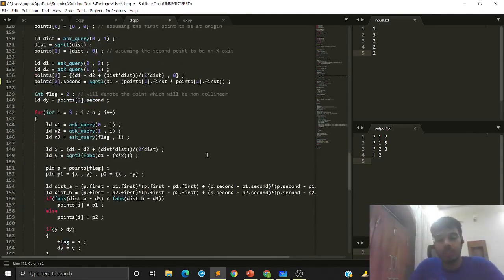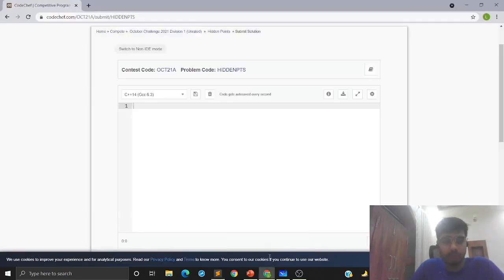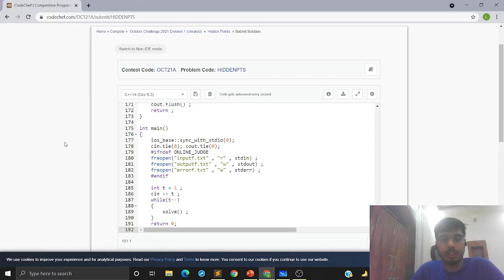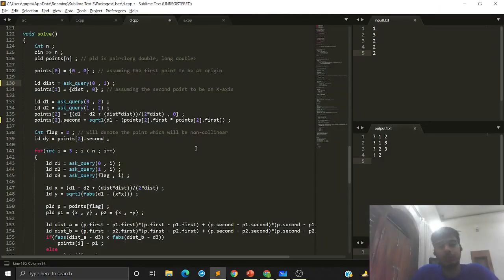So this is the code. Let's now go and submit this code. So I am on the submission page of the hidden points. Let's just copy paste this code and submit it. This will take some time. Meanwhile, let's discuss some points which are important for this particular code.